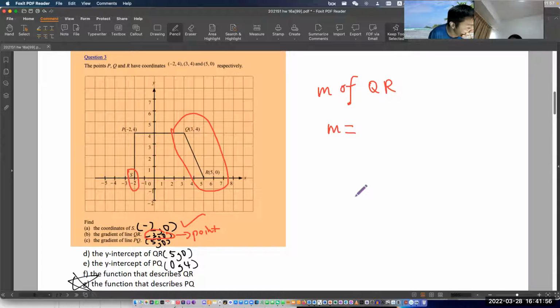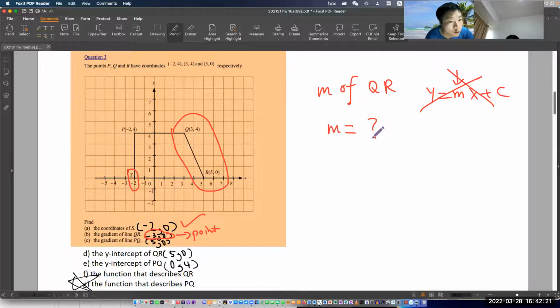M is equal to, oh, by the way, there are two ways to find M. One of them is y equals mx plus c, and then you read from it. In this case, you are not given the y equals mx plus c for QR. So this way cannot be used for this question. So what is the other method to find gradient? Can you remember?